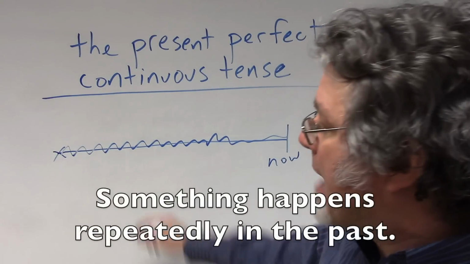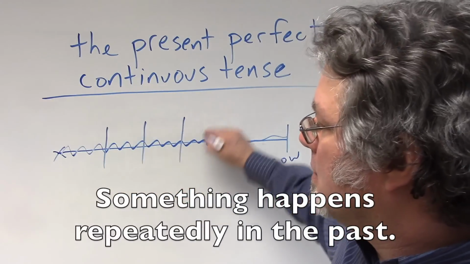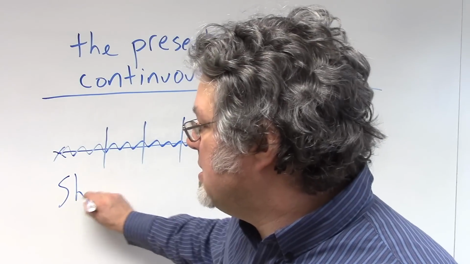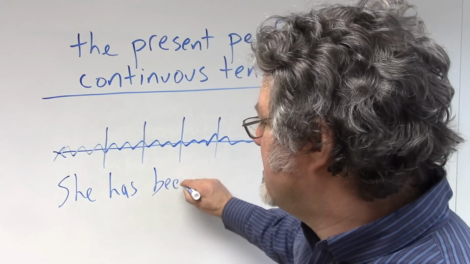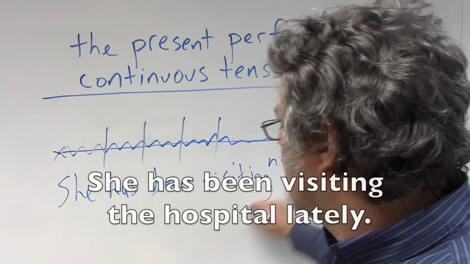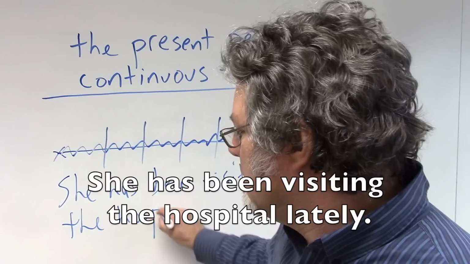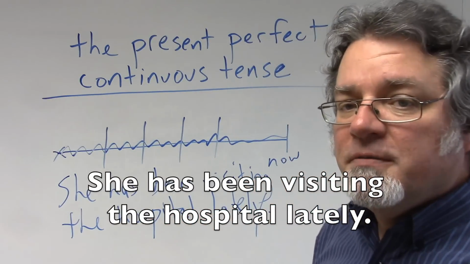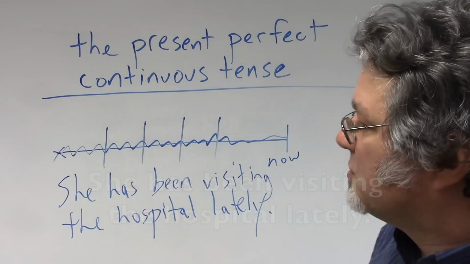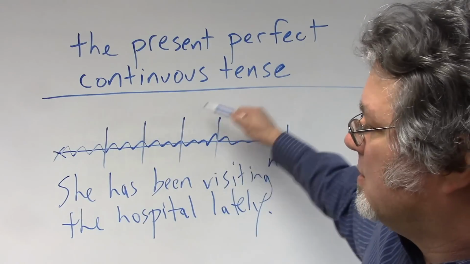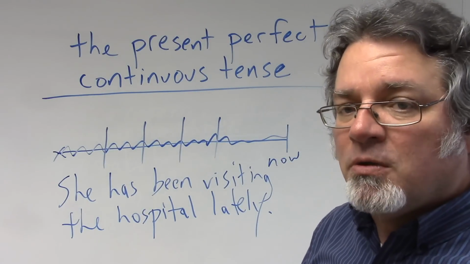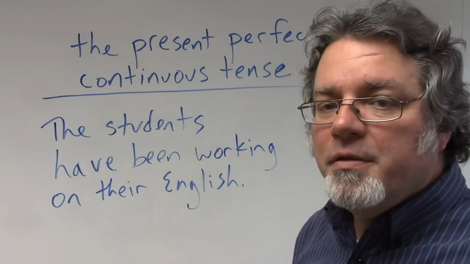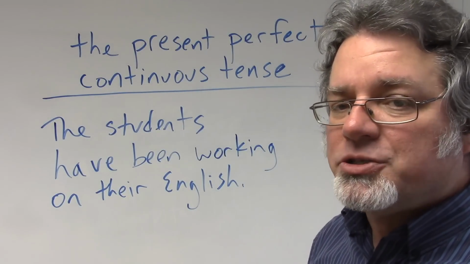Or something happens repeatedly in the past. If you say, for example, she has been visiting the hospital lately. So there are times in the past when she's been visiting the hospital, but we're not going to indicate exactly when those times were.